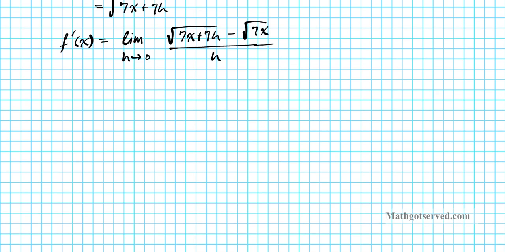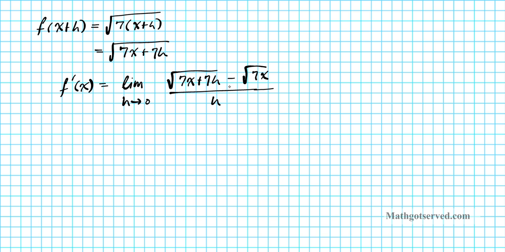The conjugate is what you get when you invert the sign between the two radicals. So we have a minus in between them, so the conjugate is simply going to be the square root of 7x plus 7h, this sign becomes a plus, the square root of 7x, in the numerator. And then, in order not to change the problem, you have to multiply by exactly the same thing in the denominator also, okay?